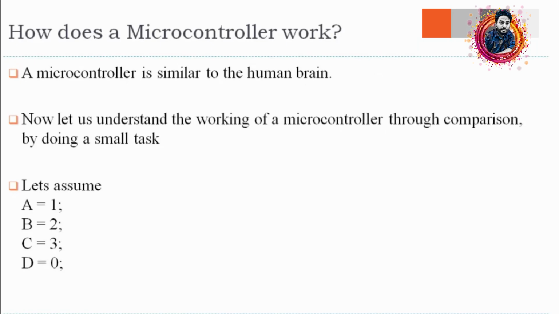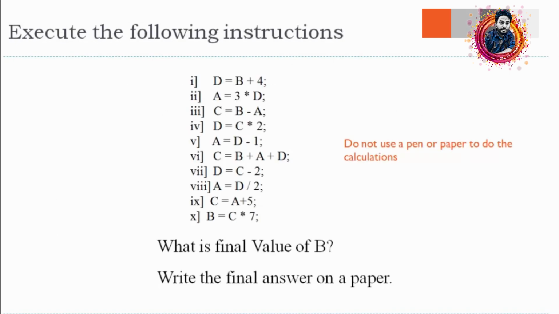Now let us understand the working of a microcontroller through comparison by doing a small task. Let's assume A equals 1, B equals 2, C equals 3 and D equals 0. Now you will have to do a set of arithmetic operations in the next slide without the use of a pen and a paper. Execute the instructions shown in this slide and do not use a pen or paper to perform these calculations. Write down the final value of B on a piece of paper.